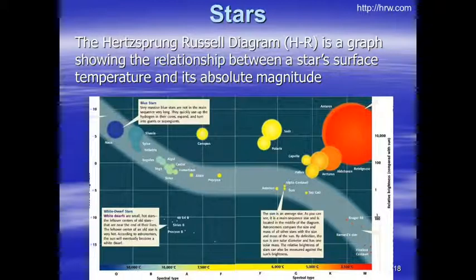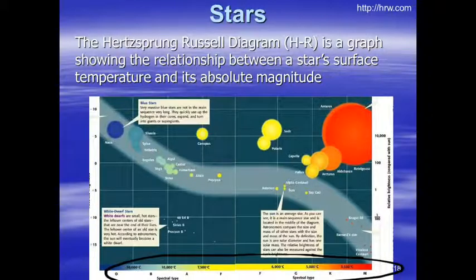The HR diagram. Hertzsprung-Russell diagram. We're just going to refer to it as HR, and we're going to have to be able to read this. It is a bit confusing. Some of it seems like it's backwards. For example, on the bottom, if we look way down here, those are temperatures.